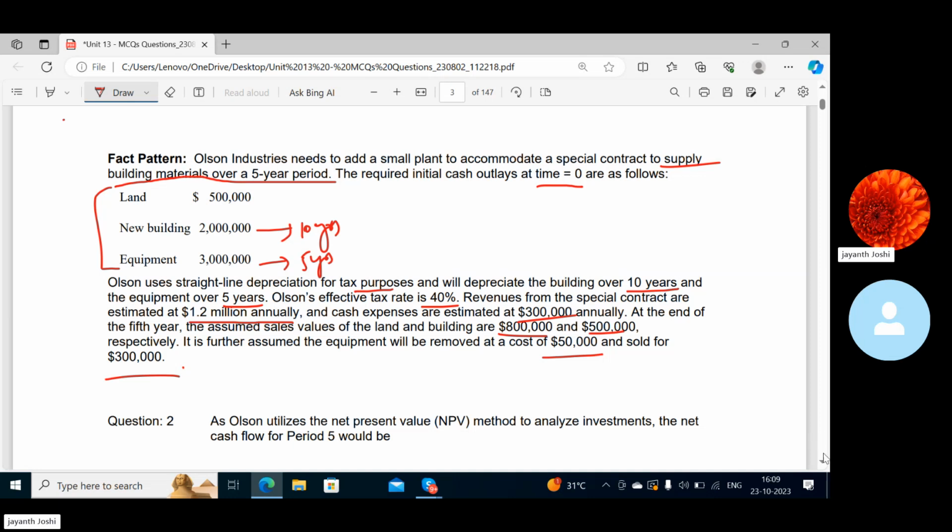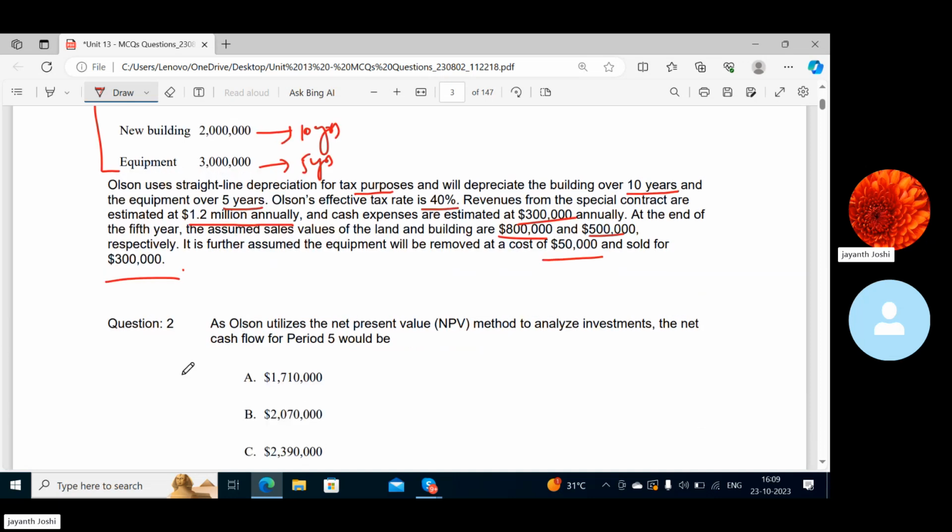So what are they asking? As Oslon utilizes the NPV method to analyze investments, they are asking for the net cash flow for period 5 years. That means only the 5th period cash flow, the last year. In the last year you see maximum of the things are there. At the end of the year, they are selling the building, they are selling the land also, and they are removing the equipment at this cost and selling it for 3 lakhs. So all these things are happening. Shall we go for the question?